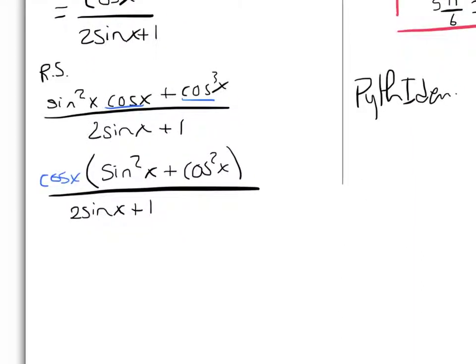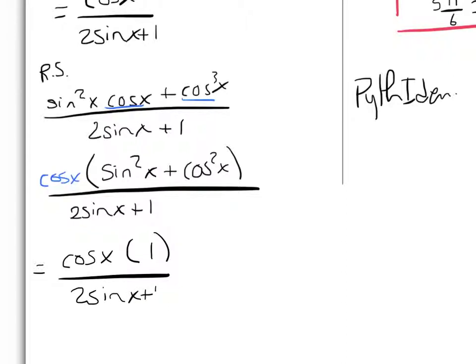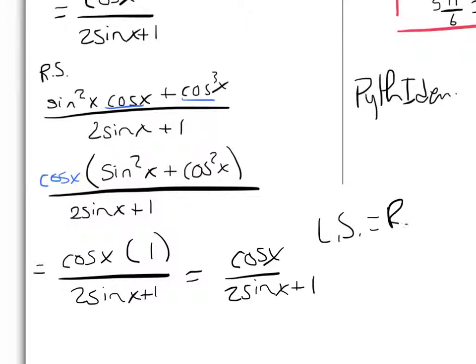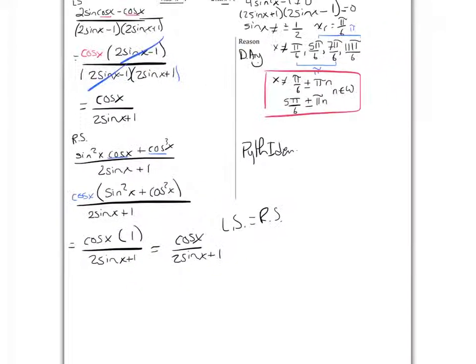sine squared x plus cos squared x is just equal to 1. So really, I have cos x times 1 over 2 sine x plus 1, which equals cos x over 2 sine x plus 1, which is my left side. So therefore, left side is equal to the right side. And again, I've proven this identity for all values of x except for our non-permissible values.